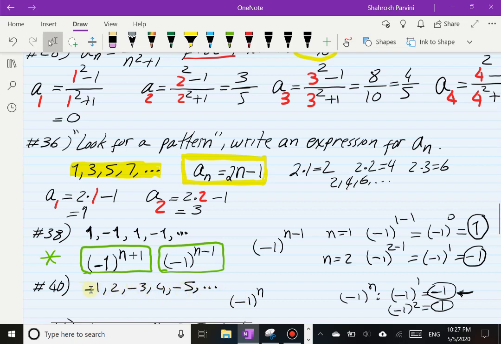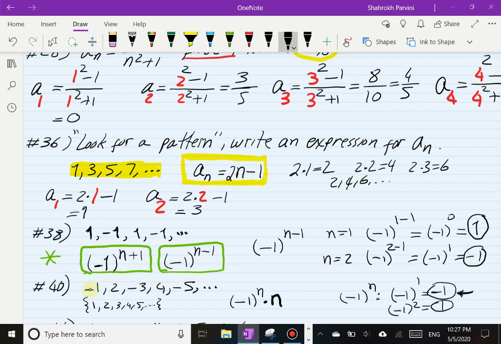Now, forget the signs. In other words, once you're done with that, just see the sequence as 1, 2, 3, 4, 5 now. You see that? Just think of it as this. And that looks like just a set of natural numbers, doesn't it? Times, I'm just going to multiply by n. And there you go. You can try it and see that this works.